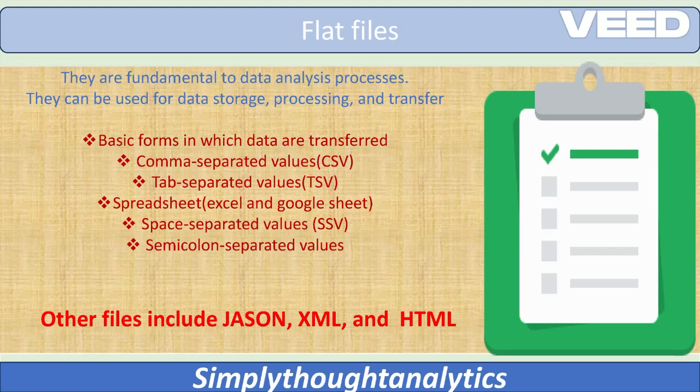But the majority of companies are small and they operate at the level of flat files, such that by the time you can handle your Excel very well, you can handle your Google Sheet very well, you are going to do well with a lot of small and intermediate size businesses. So other examples of that include comma separated values, we call them CSV files, tab separated values, TSV, space separated values, SSV, and so on. Others include JSON file, XML file, and HTML files.